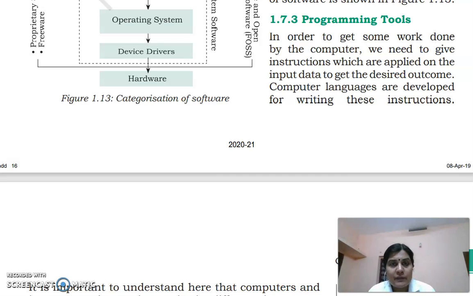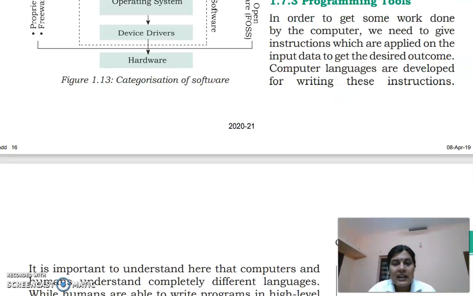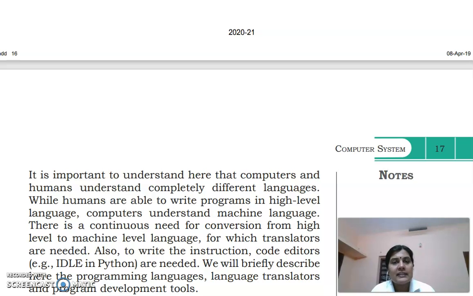For this purpose, we are using computer languages, which are known as programming languages. Computer languages are developed for writing these instructions to give to the computer. We all know that in computers, data is stored in the form of binary digits, that means in the form of 0 and 1. So the computer can understand a language which uses zeros and ones.